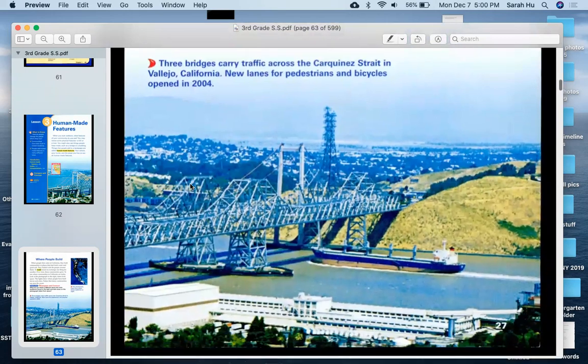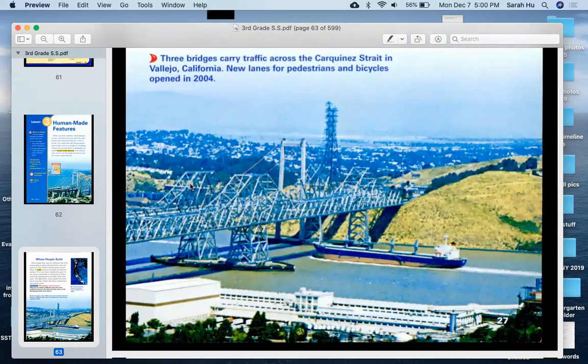This is a caption for this picture. It says, 3 bridges carry traffic across the Carquinez Strait in Vallejo, California. My mistake, it's called the Carquinez Strait. That's the waterway. So this is the Carquinez Bridge. New lanes for pedestrians and bicycles opened in 2004.